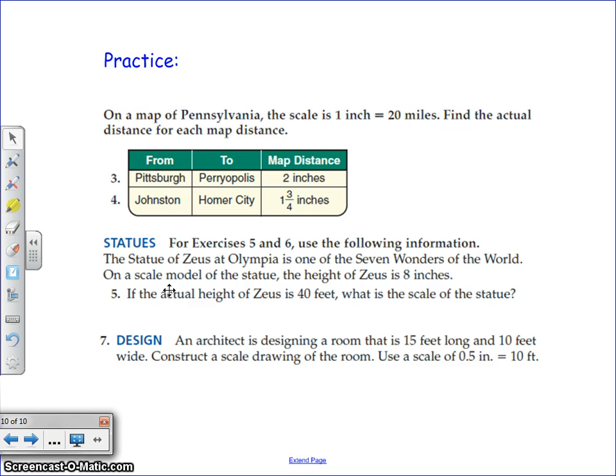So practice. I have 4 problems for you. On a map of Pennsylvania, the scale is 1 inch equals 20 miles. If you'll do these 4 problems for practice for tomorrow or for your next class period, that would be terrific. Don't forget to jot down specific questions about what you might want help with in our next class. Thanks, guys.